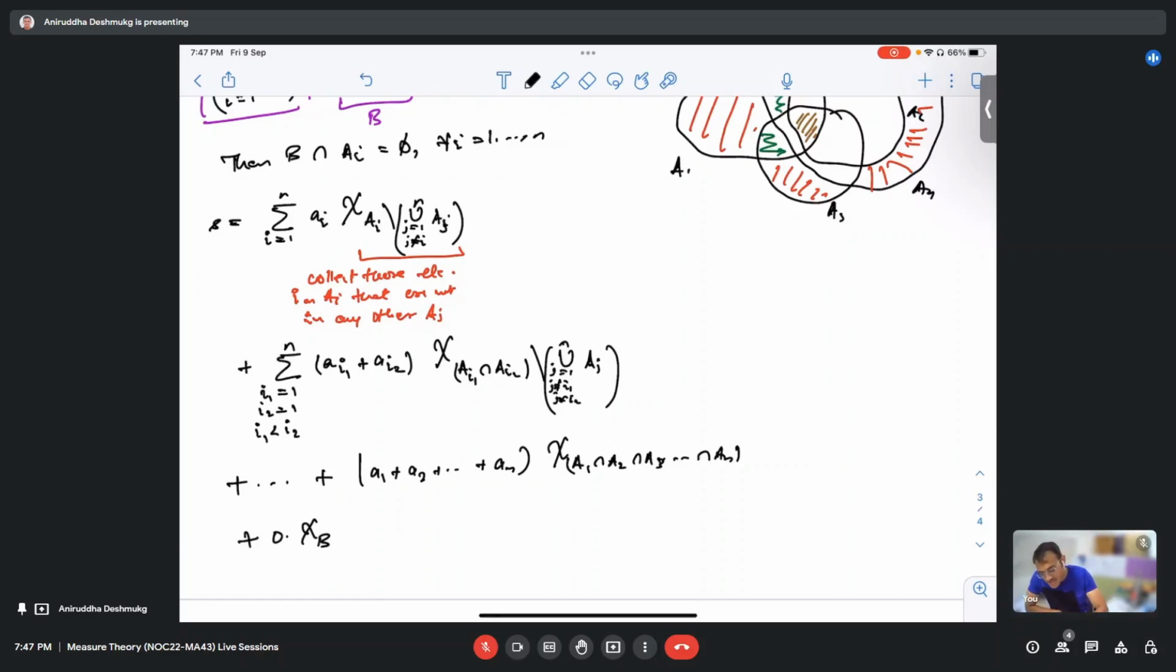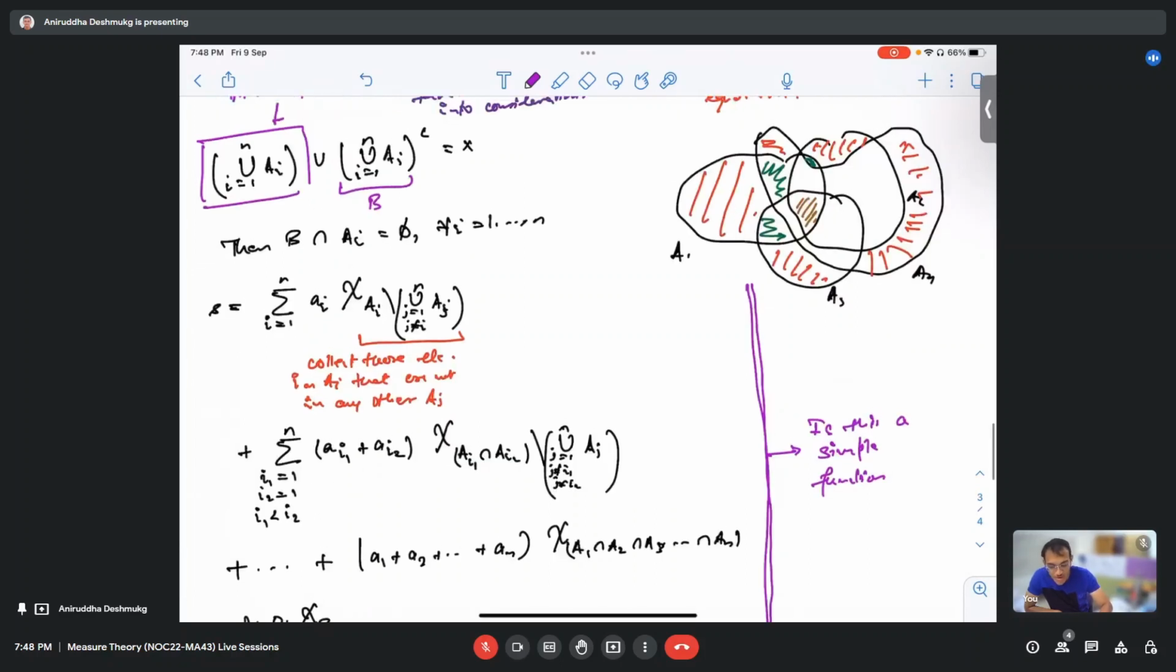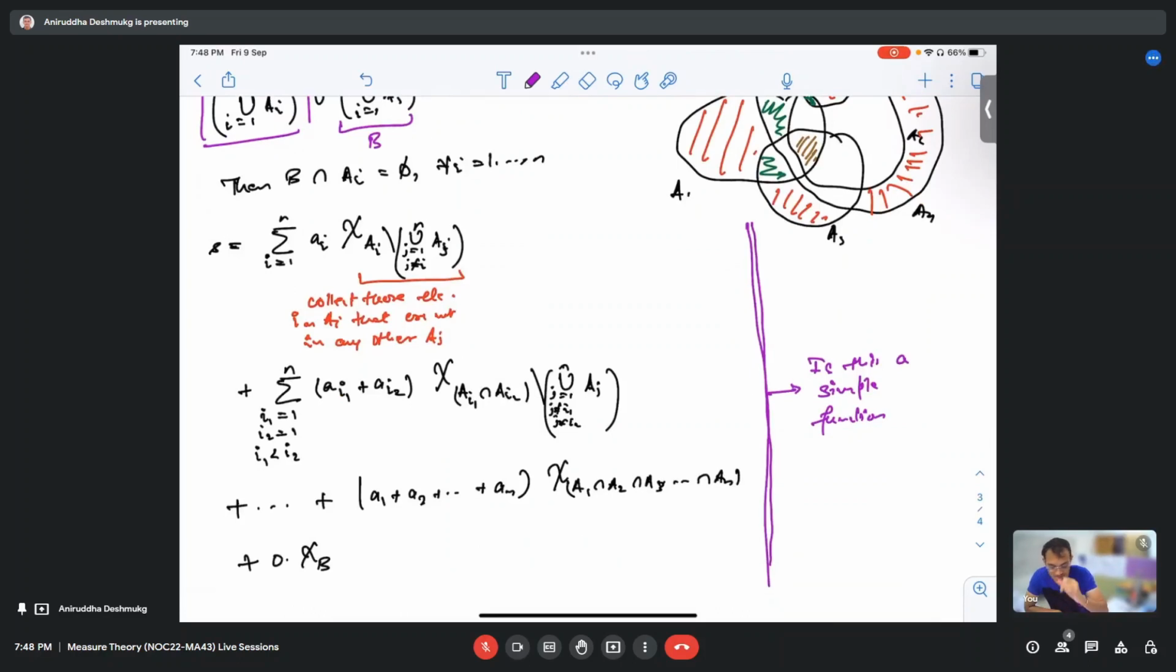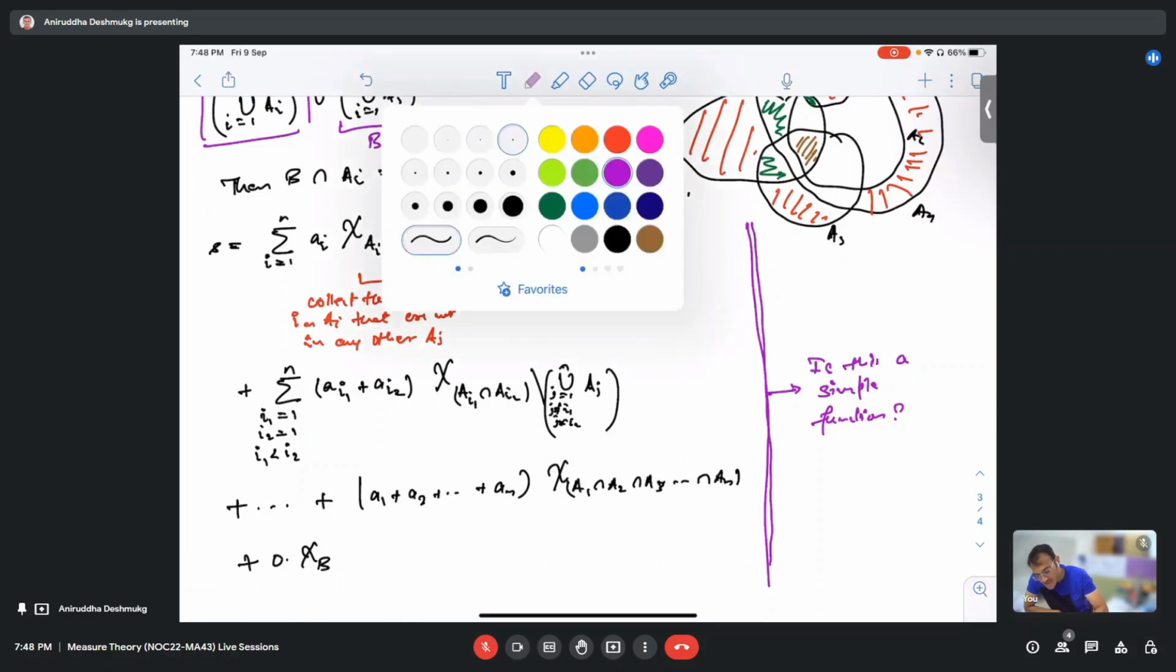Now is this a simple function? See, it looks very tedious to actually compute. But is this a simple function? Yes, sir. We have constructed it in a way that we have split this whole union into smaller mutually disjoint subsets. And on those mutually disjoint subsets, we have actually found out what is the value of this function, right? Yes, sir. So this is in fact a simple function.